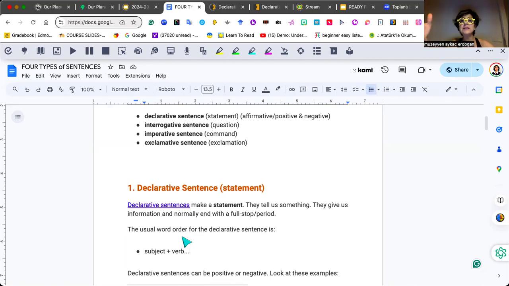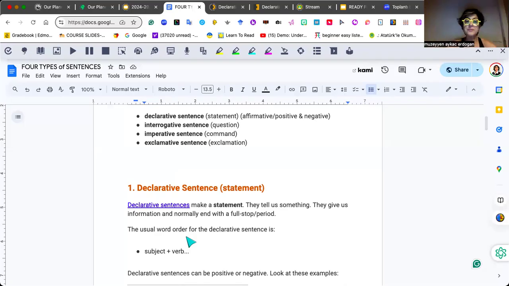And these kind of sentences tell us something, or happening, or event. They give us the information. Actually, in all types of sentences, somehow we get the information there. Especially declarative sentences, it is better than the other sentence type. Okay, so this type of sentences normally end up with a full stop or a period.